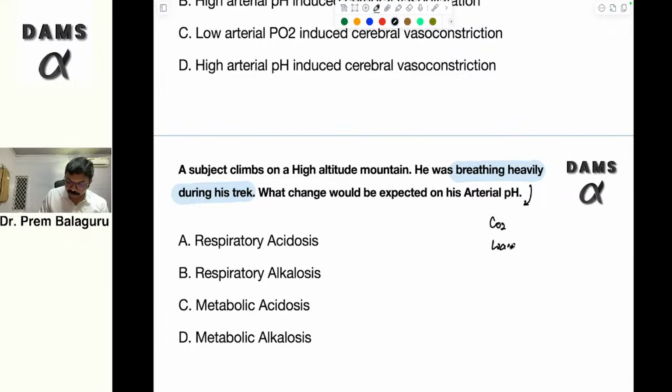Because of carbon dioxide washout, the raw material necessary to synthesize carbonic acid comes down, and obviously the answer for this question is going to be respiratory alkalosis. That's the question from high altitude. Two questions, guys. One is acclimatization leading to high altitude cerebral edema, and the second is respiratory alkalosis. So that completes the discussion, guys.